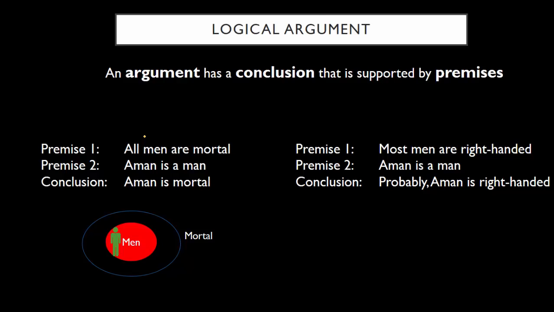Step number one to evaluate arguments is to convert an argument into its standard form. Now when I say convert an argument to standard form, what I'm essentially asking you to do is to identify the premise and the conclusion in a given argument. Can I identify the conclusion and the reasons given to justify that particular conclusion? Remember, premises are reasons justifying a particular conclusion.